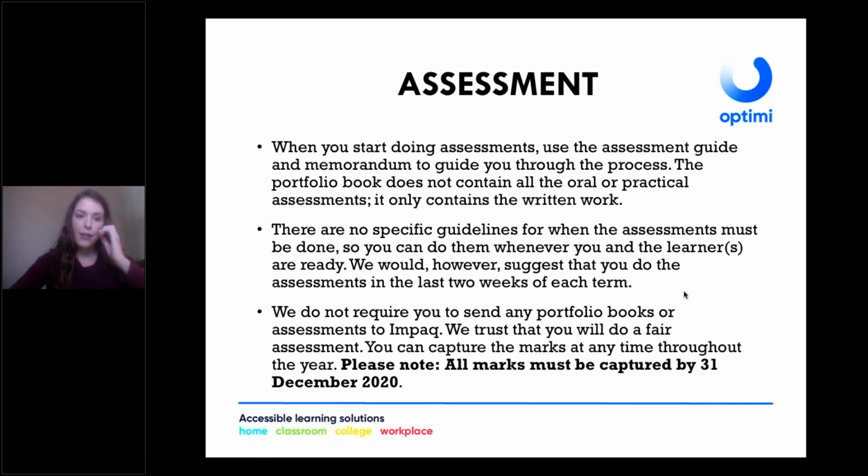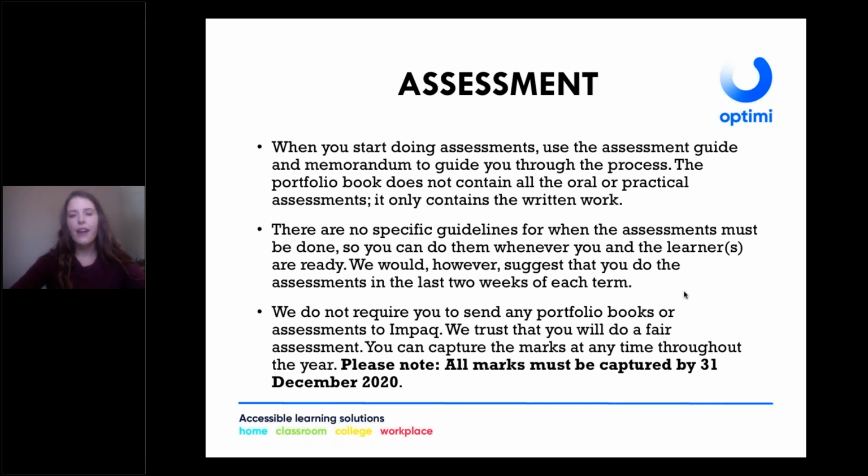Please take note that the portfolio does not contain all the oral or practical assessments. It only contains the written work. You will also see that this has been indicated in your facilitator's guide, so that can also be a guideline for you.